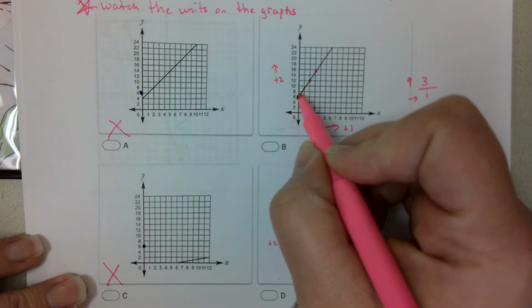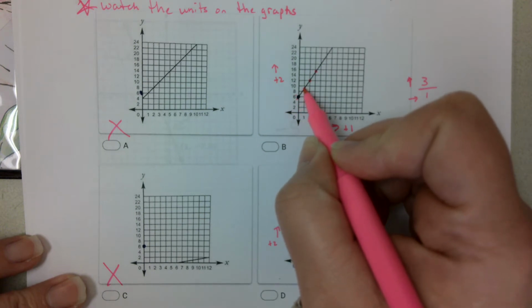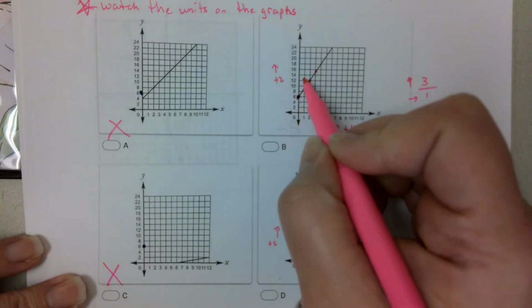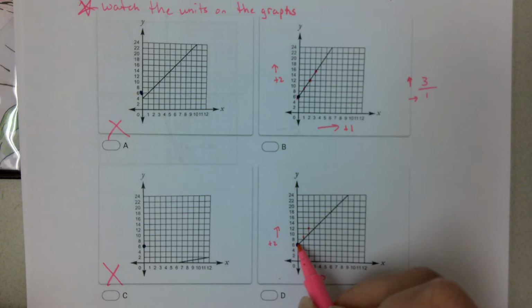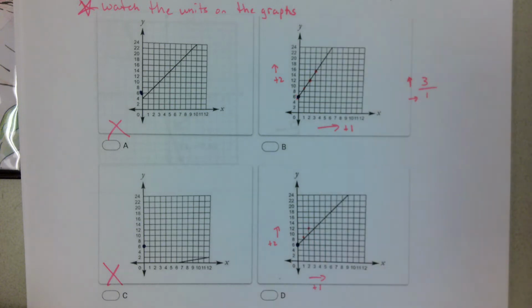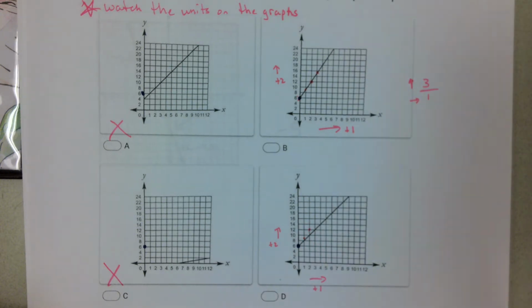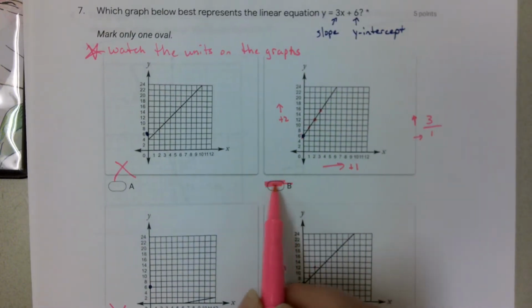So from 6, I rose 3 and ran 1. So 9 rose 3, ran 1. And that's on the line there for the graph. Next, I'm going to go to this one. Rise 3, run 1. It's above it. Rise 3, run 1. And it's getting further and further above it as I move along. So your correct answer is B.